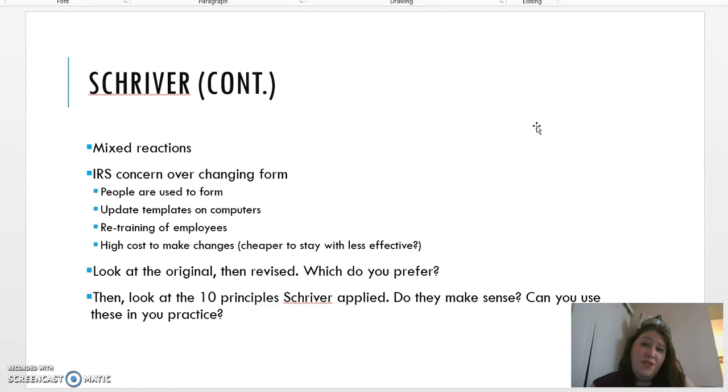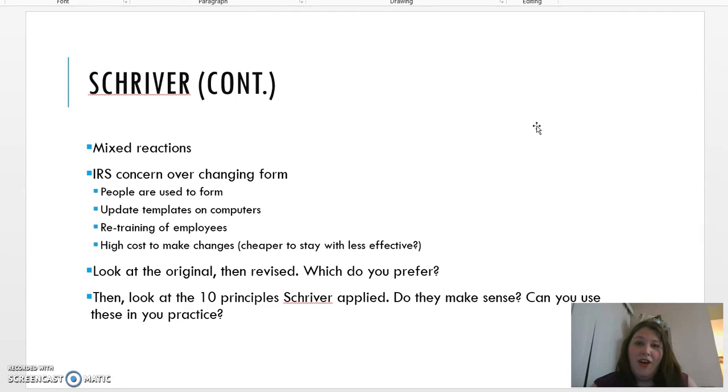So I want you to make sure that you go back, look at the original, and then look at the revised. And which one do you prefer? Do you prefer the original one from the IRS, or do you like Schriver's document? Is that more usable? There's also a good graphic listed in there that's going to point out a few more areas that she changed. Then after you do that, I want you to take a look at the 10 principles that Schriver applied. That document's also on their drive. Do they make sense? It may or may not, or maybe you agree with some of them and not all of them. That's perfectly acceptable.